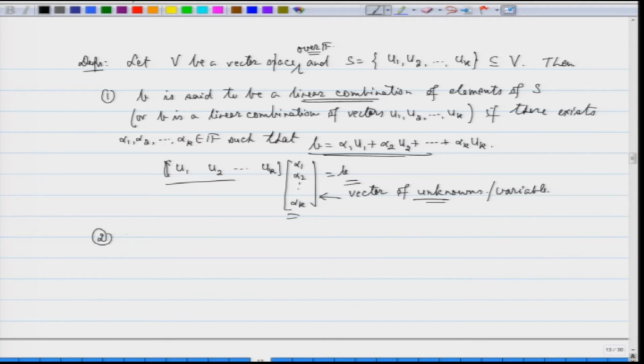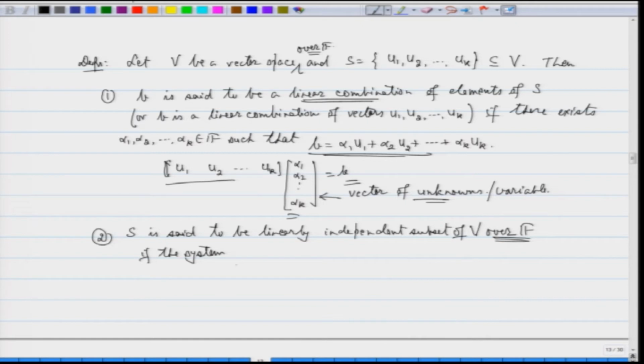2. S is said to be linearly independent subset of V over F. I am stressing on it, over F, if the system U1, U2, UK times alpha 1 to alpha k is equal to 0 in the unknowns alpha 1, alpha 2, alpha k belonging to F has only the trivial solution.